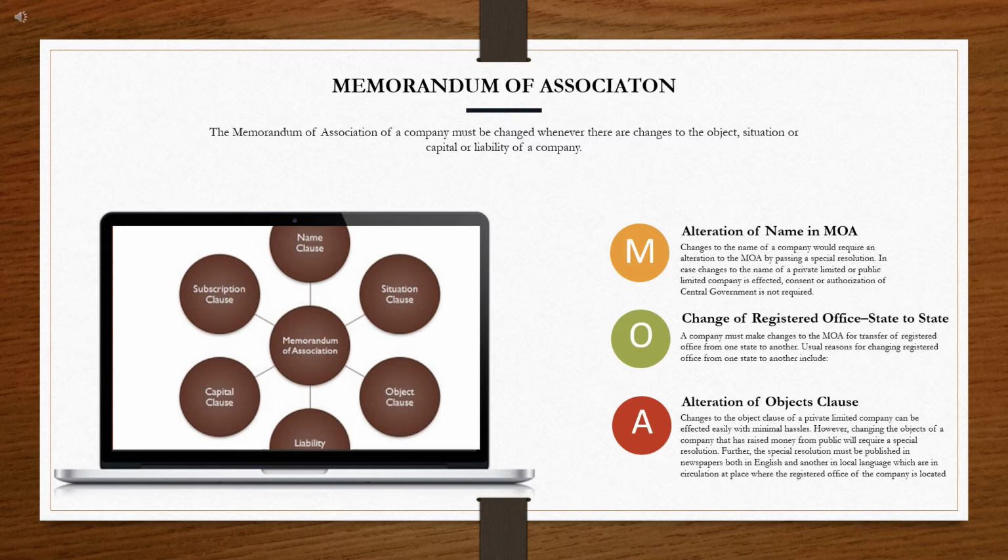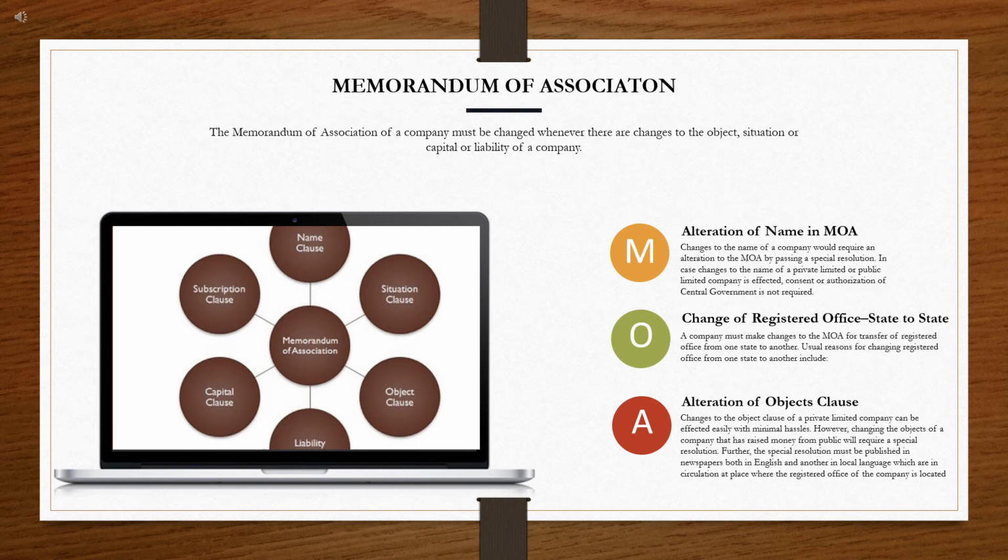Alteration of Objects Clause. Changes to the object clause of a private limited company can be effected easily with minimal hassles. However, changing the objects of a company that has raised money from public will require a special resolution. Further, the special resolution must be published in newspapers, one in English and another in local language, which are in circulation at the place where the registered office of the company is located. The details should also be displayed on the company's website, if any, along with the justification for modification in objects of the company.